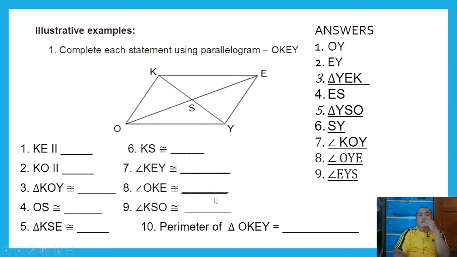Number 9, angle KSO is congruent to triangle EYS. Okay. And what is the perimeter of parallelogram OKEY? You just add the lengths of the four sides. Yes, whatever the lengths of the four sides, you add them, and that's the perimeter of the parallelogram OKEY in units.